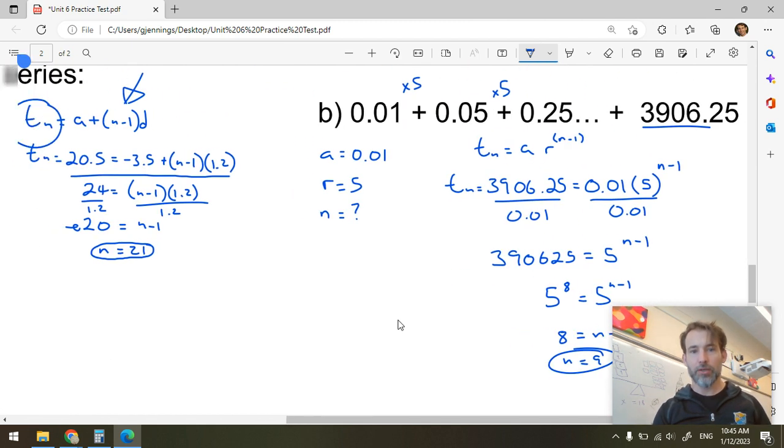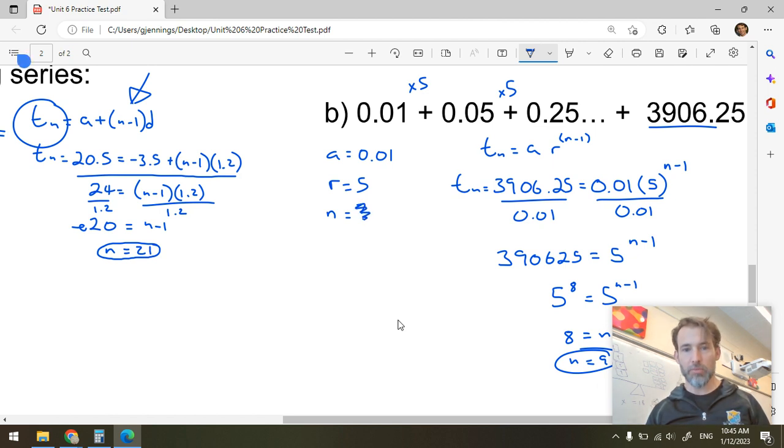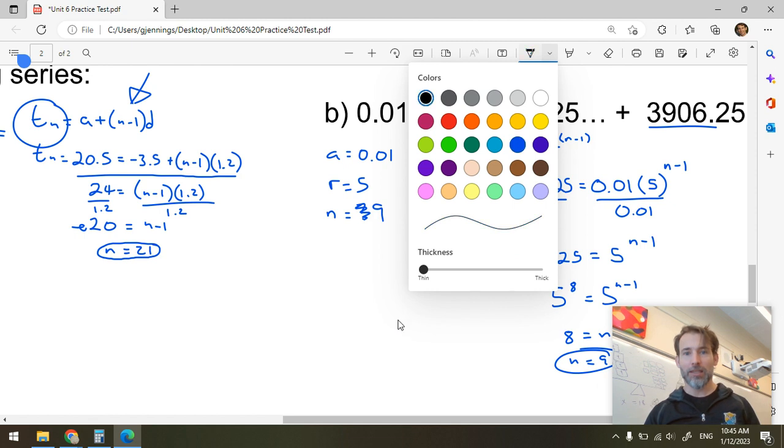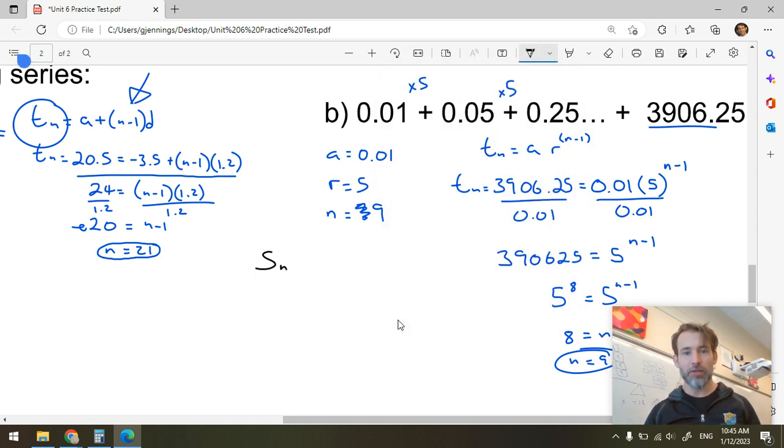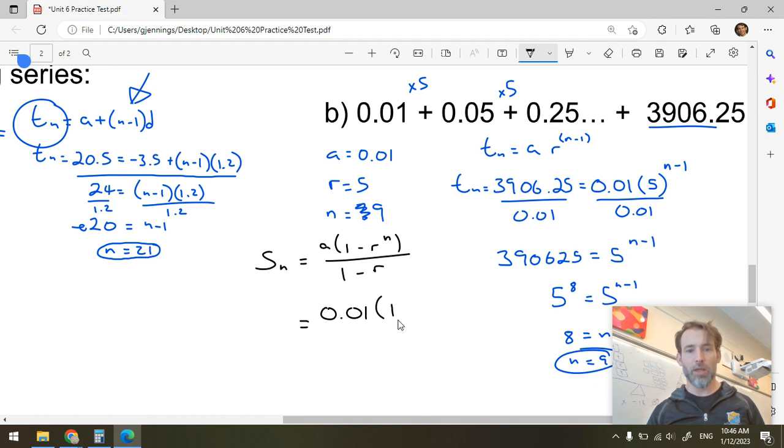So now you've got everything you need. It's not a question anymore. Now it's a known thing. There's 9 terms. I've actually shown you 4 of the 9 terms already. But you don't need to see the other ones because you're just going to go ahead and say that the sum of the first n terms of a geometric series is the first term multiplied by 1 minus r to the n, all divided by 1 minus r. And then you're going to sub in 0.01 multiplied by 1 minus 5 to the 9, all divided by 1 minus 5 will give us our answer.